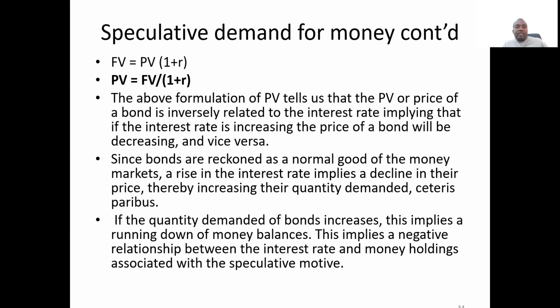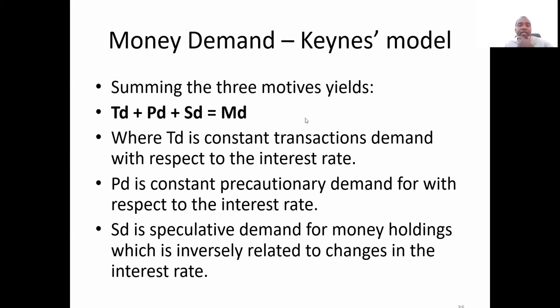But if the interest rate is declining, the price of bonds is increasing, implying that fewer and fewer bonds are being kept in the portfolio of these economic agents or investors in the economy, implying an increase in money balance, ceteris paribus. So the total money demand, according to the three motives, we have TD, which is constant, PP, which is constant, and speculative demand, which is inversely related to the interest rate.